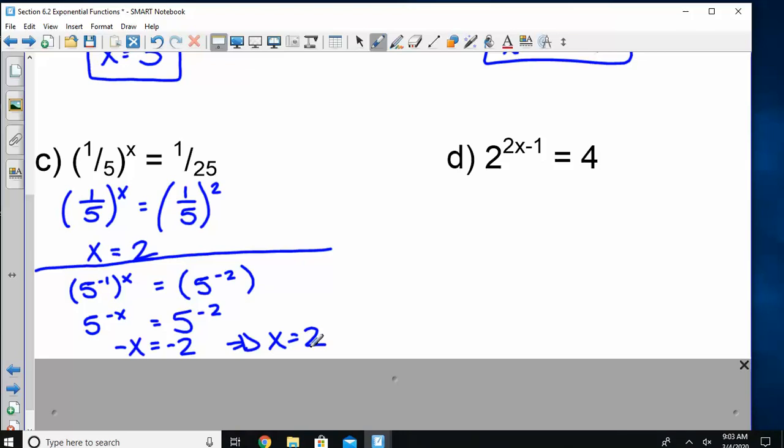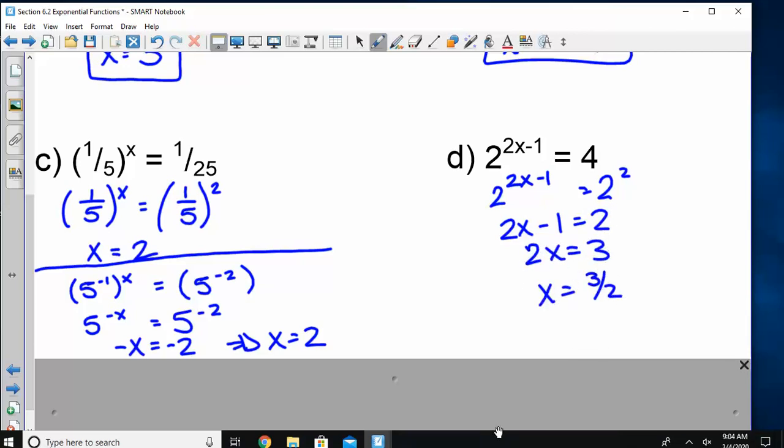Okay, why don't you guys do D for me? Four as 2 squared. So 2x minus 1 equals 2. Add your 1, divide by 2. Everybody get that? Okay.